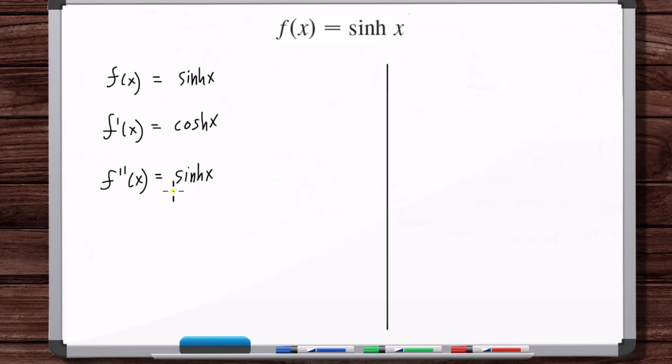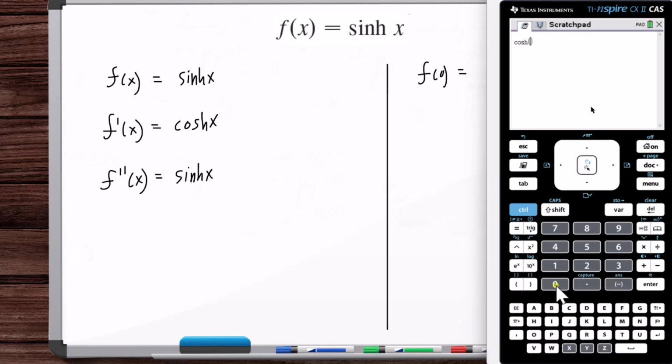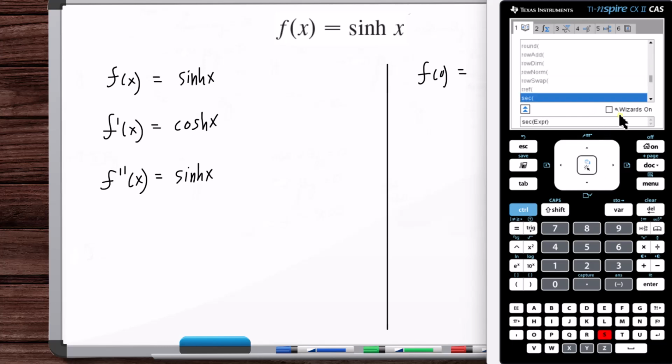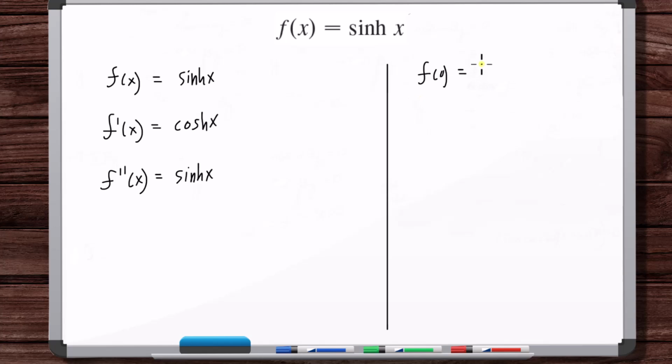Okay, so let's plug in 0 and see what we have. Hyperbolic cosine of 0 is 1, and hyperbolic sine of 0 is 0. So 0, 1, 0.